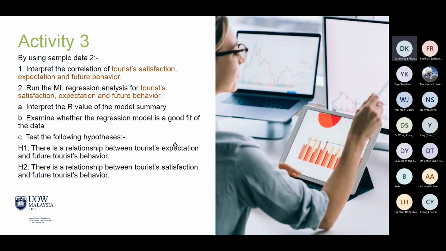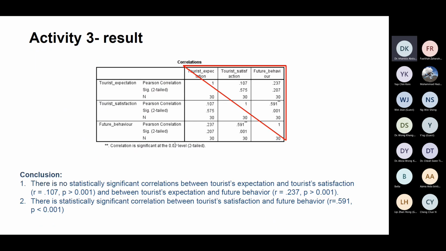If you run the analysis, this is the result. From this result, we can tell that there is no statistically significant correlation between tourist expectation and future behavior because the p-value is greater than 0.05, but there is a statistically significant correlation between tourist satisfaction and future behavior as the p-value is lesser than 0.05.